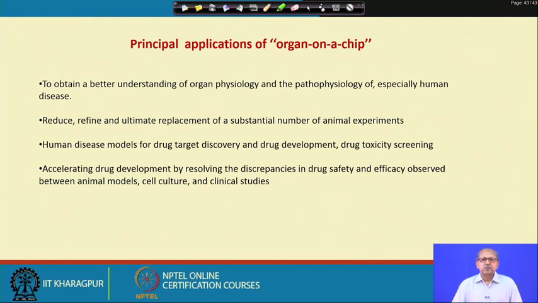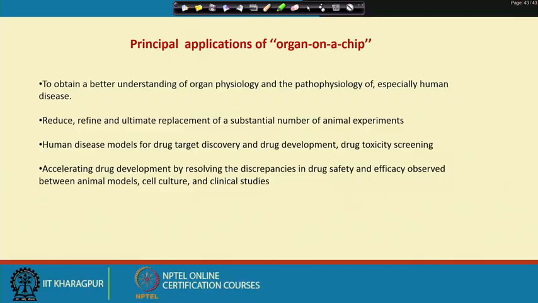So, what are the applications of organ on chip, meaning who are the stakeholders? First, using organ on chips, we could have an understanding of organ physiology and pathophysiology, especially of human disease, meaning disease models could be established in vitro rather than based on animal models. Then there is the reduction, refinement and ultimate replacement of a substantial number of animal experiments, which are basically the 3 R's.